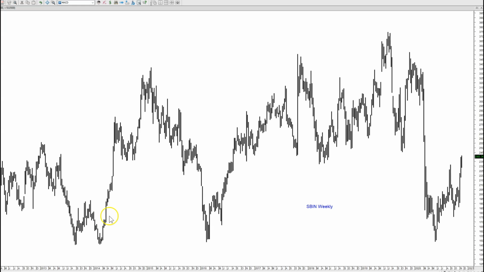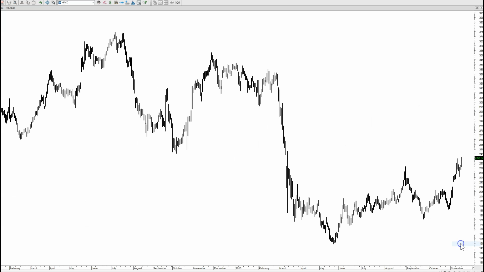So State Bank of India on a weekly chart made a low around 150, which was a long-term support, in March of this year, and from there it started to go up. So on the weekly chart, we can see that this was a three-wave decline, and then there is this rise and another decline. So let us look at this part of the chart on the daily.